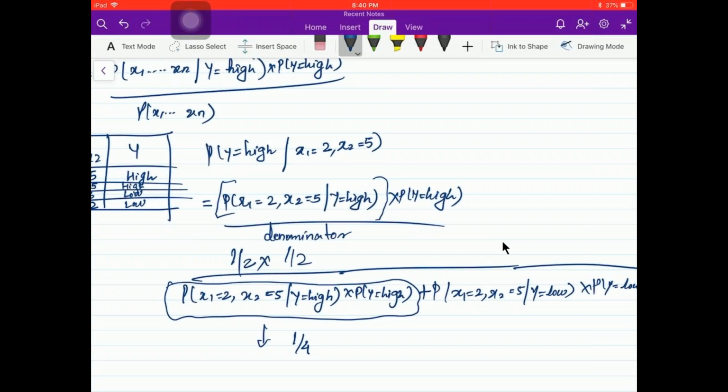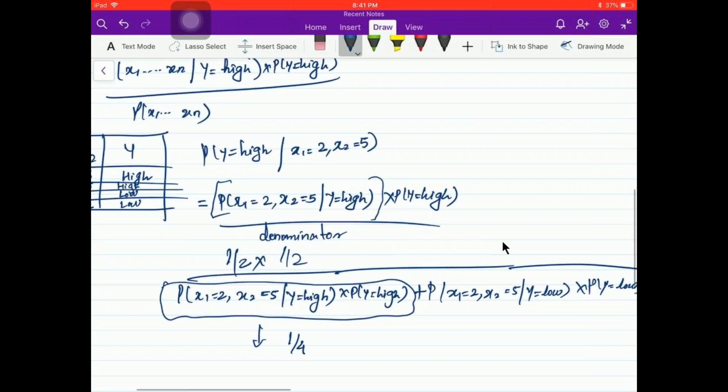You guys there? Yes. It should not take too much time, right? What is the probability? I think it is also 1 by 4.